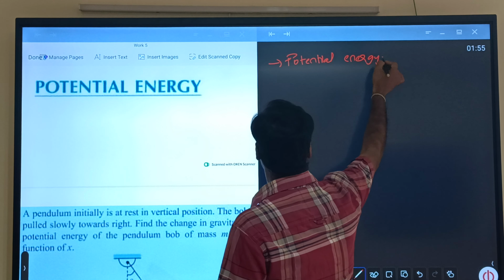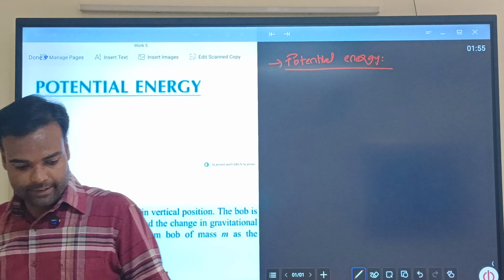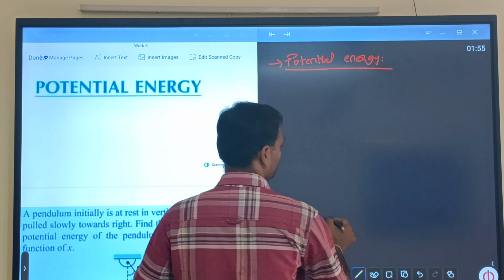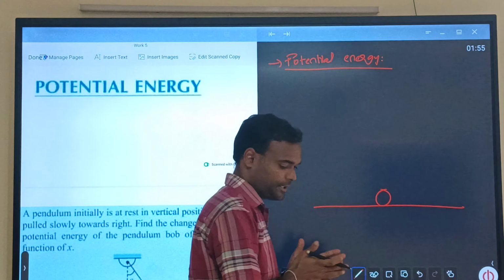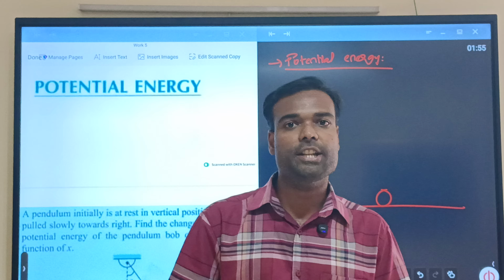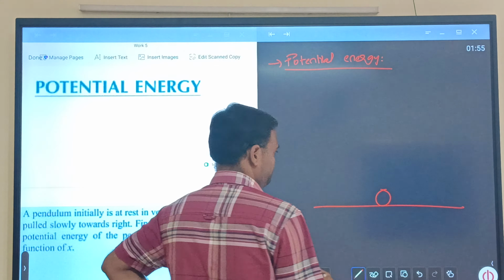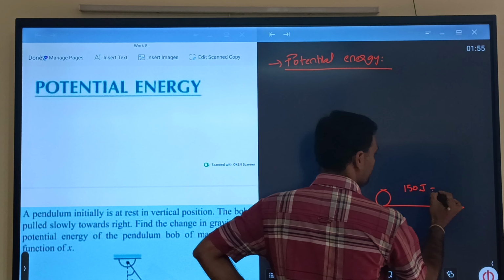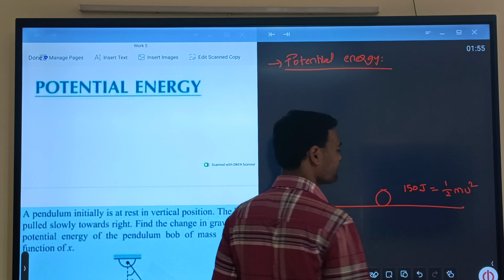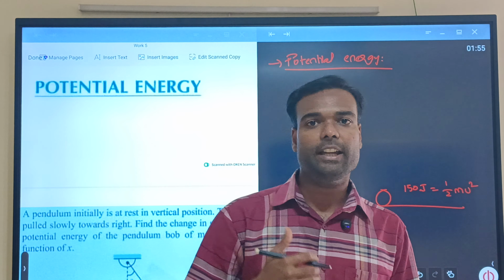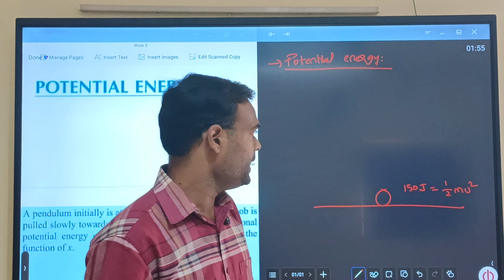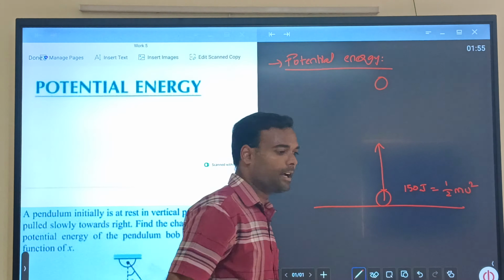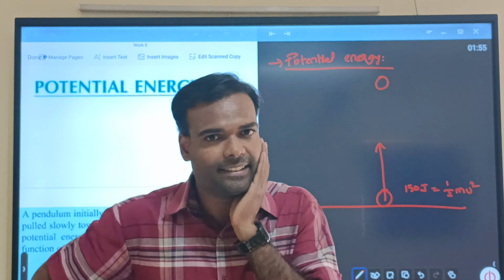Potential energy. See here, I would like to explain this with an example. Suppose an object is present at this location, and let us assume we give it a kinetic energy of 150 joules, which is equal to half mv squared. We are giving a certain amount of energy to the object. Because of that energy, the object moves in the upward direction, and it might reach up to this location.